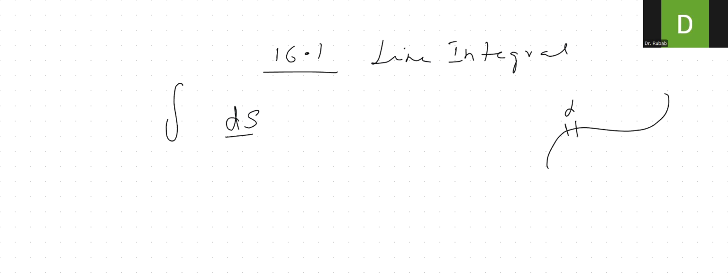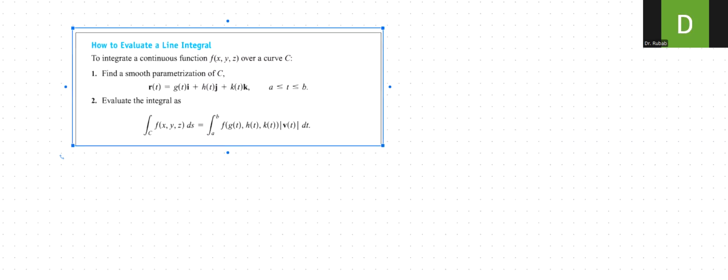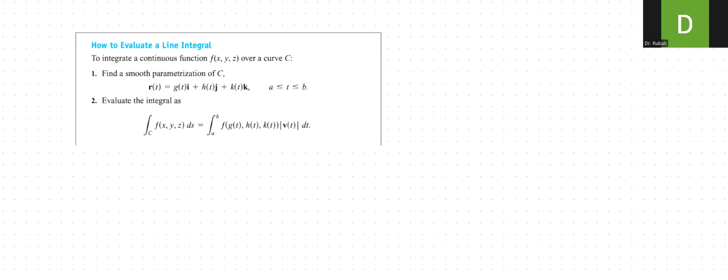So ds is neither dx nor dy. It is the arc element. Arc is r theta. So how do we integrate a function of x and y along ds? The formula is given. This is the formula.